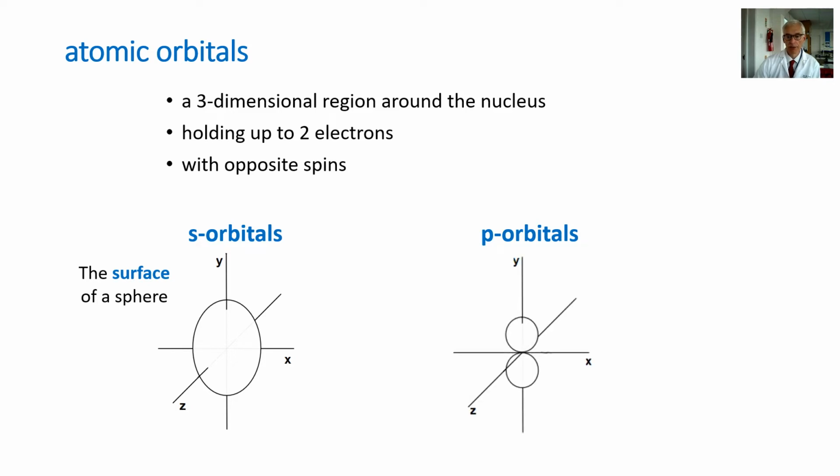P orbitals are known as dumbbell shaped or double lobes, 2 lobes either side of the plane of the nucleus. Now these are actually solid regions, so anywhere within that lobe is the region of space. So the p orbital is 2 solid lobes. The s orbital is the surface of a sphere. They are both centered on the nucleus.